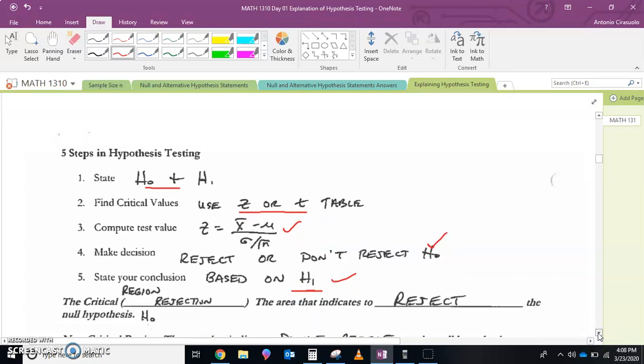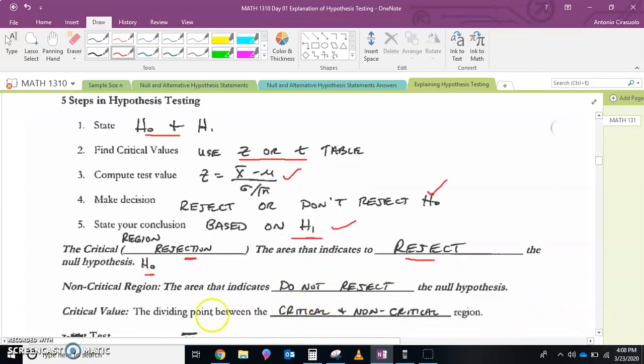Now, this idea of critical region and non-critical region. The critical region is the rejection region. In other words, it's the area that indicates to reject our null hypothesis. Non-critical region, the area that indicates do not reject. And the critical value is the dividing point between the two. And that's your Z value or T value, which I've shown you how to find depending on the level of confidence that we're dealing with.